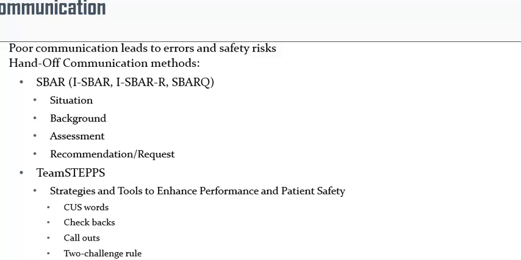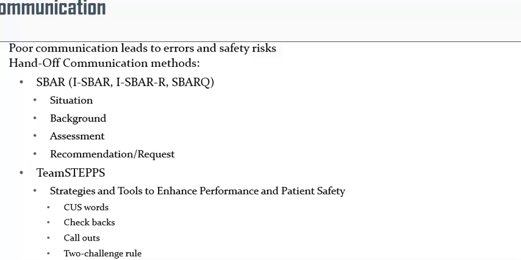Situation describes what is happening at the time to require this communication. Background explains any relevant background information that relates to the situation. Assessment provides an analysis of the problem or patient need based on assessment data. And then recommendation or request states what is needed or what the desired outcome is.